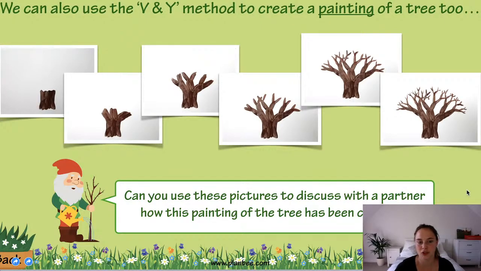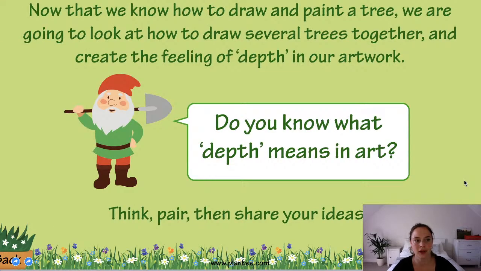So instead of drawing those separate V's, they've just done small strokes, haven't they, with their paintbrush instead. Okay, so let's have a look. So now that we know how to draw and paint a tree, or we've got some idea, we are going to look at how to draw several trees.